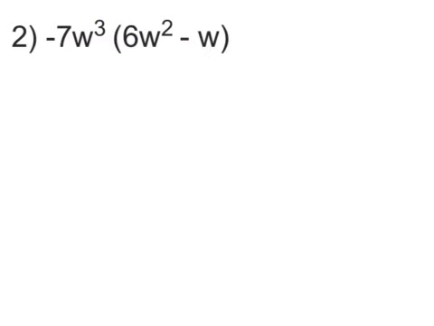So the last you try is negative 7w to the third times the quantity of 6w squared minus w. So pause the video, try it on your own, then come back and make sure you have it correct. So we're going to start by distributing the negative 7w to the third to the first term, which is 6w squared. So negative 7 times 6 is negative 42. Add the exponents. 3 plus 2 will give us w to the fifth.